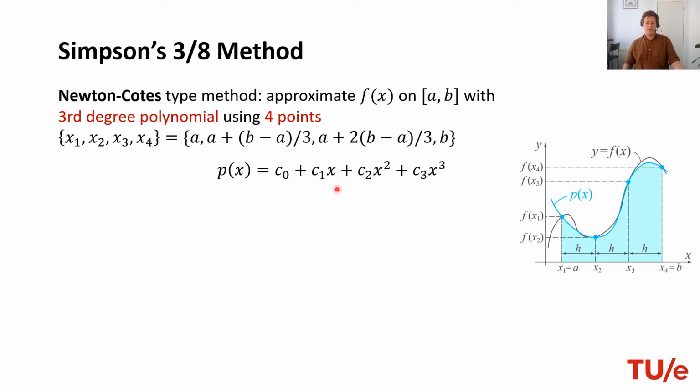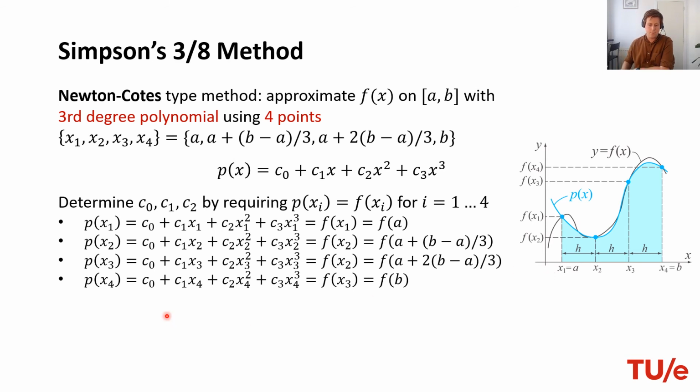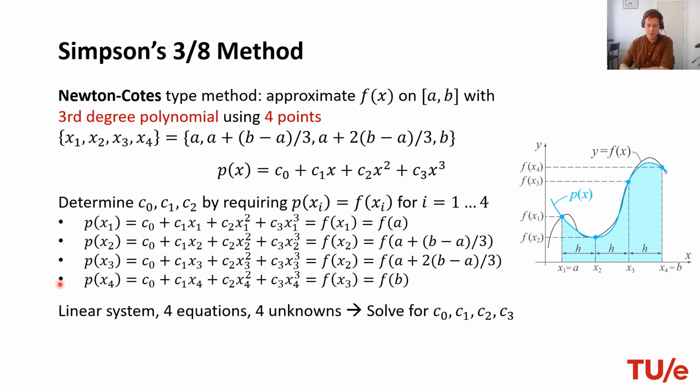Now what is left for us to do? Again, we determine coefficients c0, c1, c2, and c3 based on the fact that we want the polynomial to be equal to f of x at each of these points. And that's what we get. This gives us, again, 4 equations. So previously it was 3 equations, but here we have 4 equations, 4 unknowns. This is again a linear system that we can solve for the coefficients.